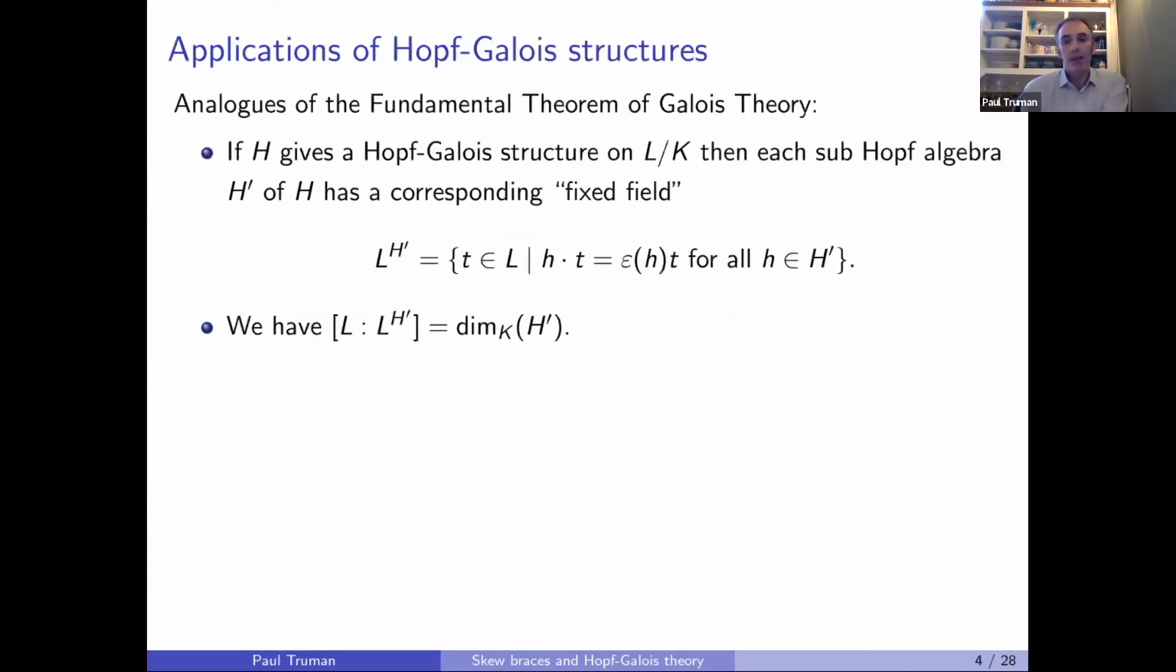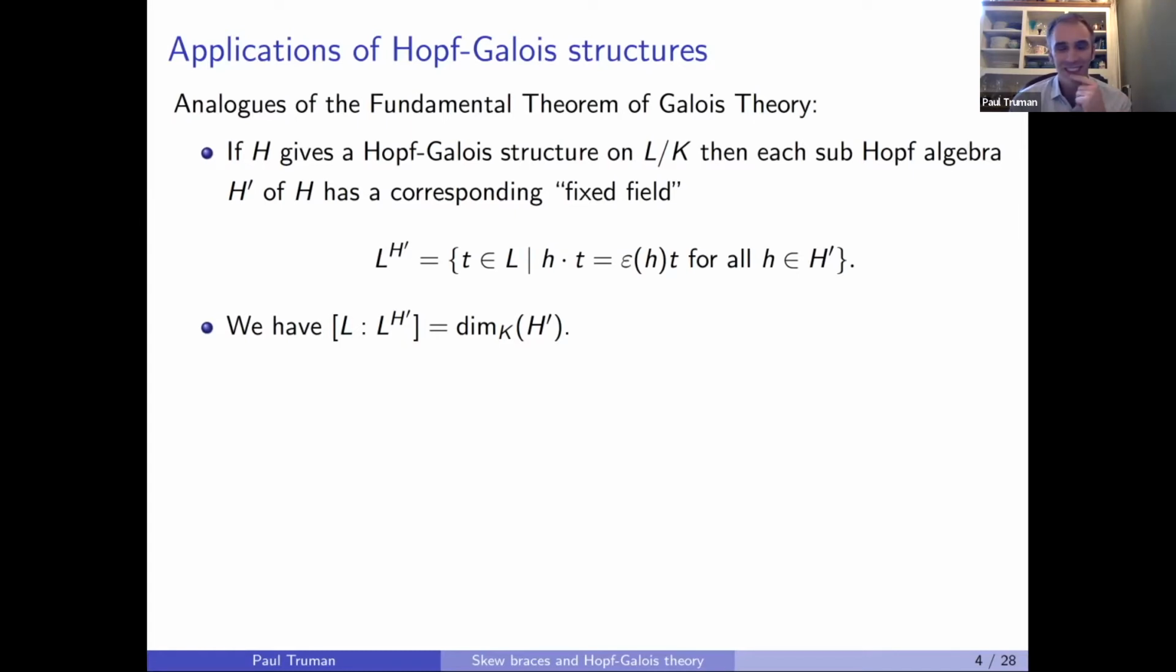Why would you care? Well, one reason you might care, and one reason I'll come back to later on, is it gives you analogues of the fundamental theorem of Galois theory in situations where it might not have been available before. So there's a notion of a fixed field here. If H gives a Hopf-Galois structure on some finite extension L over K, and I start with a sub-Hopf algebra H prime of H, I can build this fixed field.